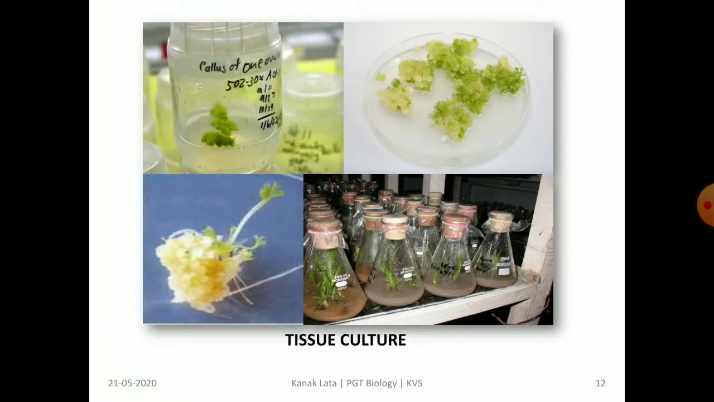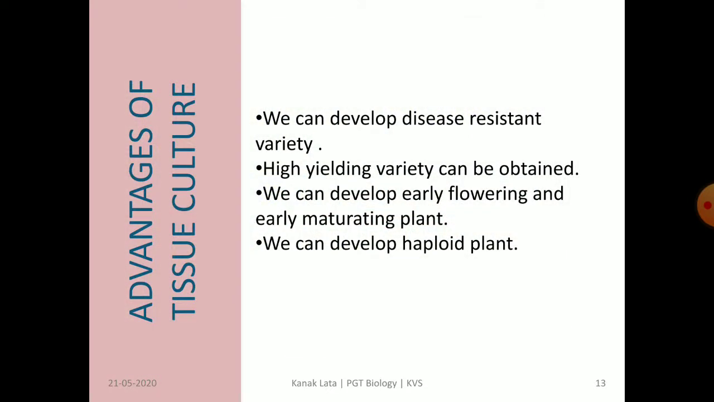In the given figure, you will observe how the explant is converted into callus. What is callus? It is an undifferentiated mass of cells. And from callus, we can grow a complete plant. Now, let us see the advantages of tissue culture. By tissue culture, we can develop disease resistant, high yielding, early flowering and early maturing plants. We can also develop haploid plants by the tissue culture method.